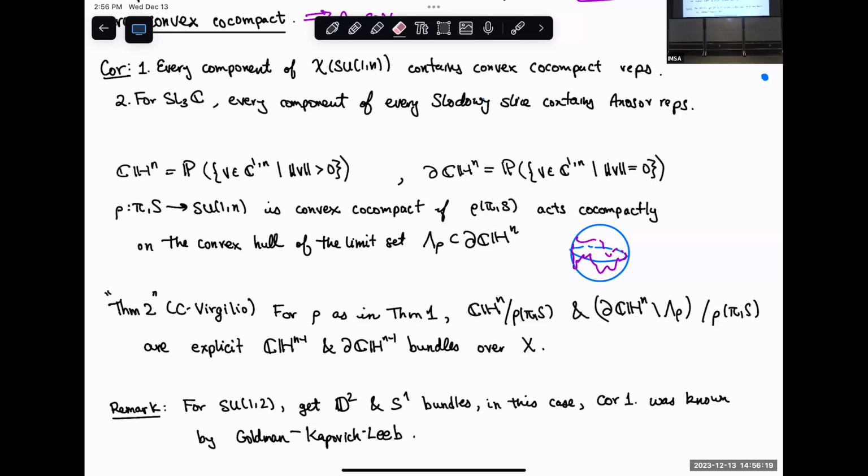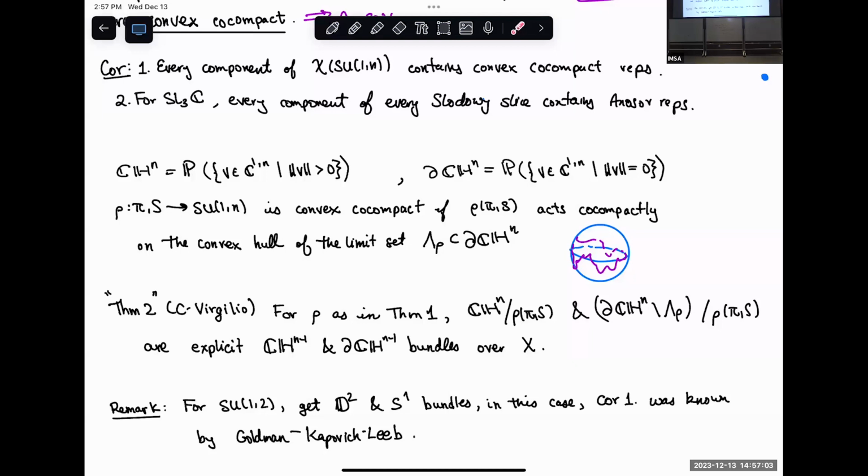So we get disk bundles and circle bundles over the surface, and this Corollary 1 above was proven a while back by Goldman, Kapovich, and Leeb by constructing complex hyperbolic structures on disk bundles over the surface in every Toledo window. And it'd be very interesting to tie together. Their construction is very much cut and paste, like synthetic geometry, using a lot of complex hyperbolic geometry. These methods are completely different. It would be interesting to tie them together.